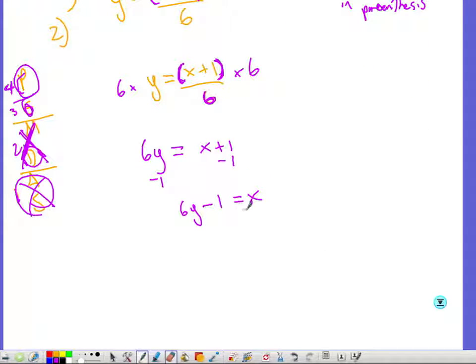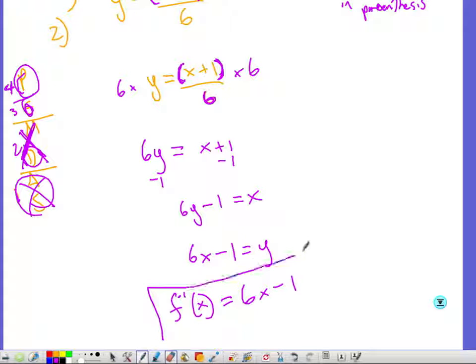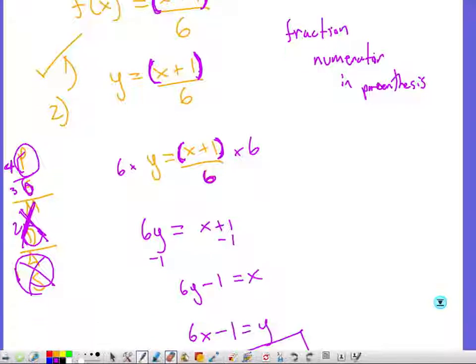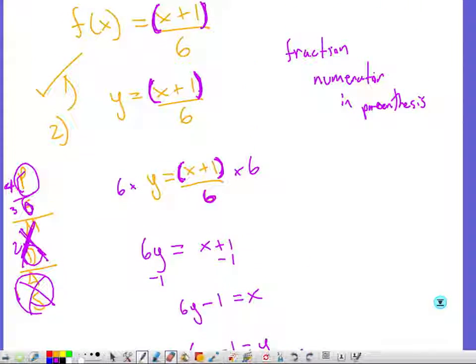Alright, and finally, step 3, you interchange x and y, so we have 6x minus 1 equals y. And finally, the last step, you replace y with f inverse of x. I like to write my f inverse first and then write 6x minus 1. Here is my answer. So, very important, whenever you have a fraction, the numerator always goes in parentheses. So reverse PEMDAS prevails. It's always going to work.